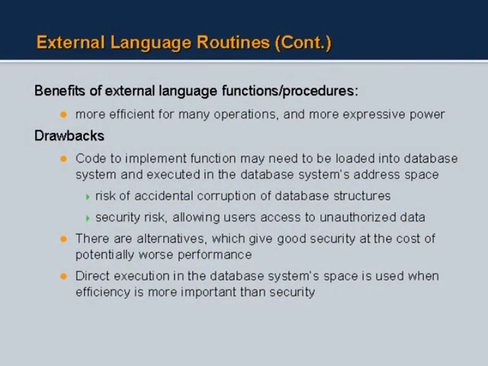So there are alternatives which give security at the cost of worse performance. Some databases do this automatically. If you execute a C function, it's actually run in a separate process, not in the database process. The parameters to the function are sent to that process, which executes and then returns the value, and then the database continues from there. So you get security, but at the cost of inter-process communication to send the parameters and get the results back.